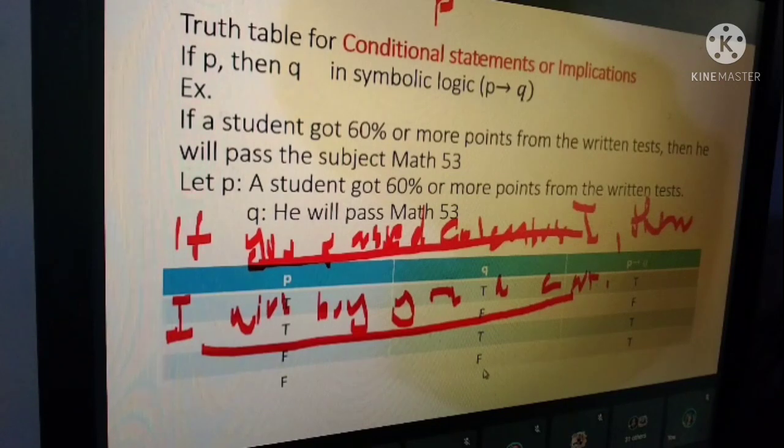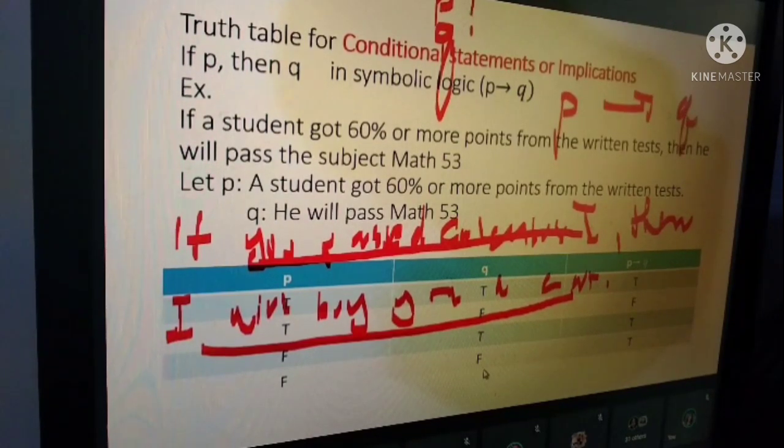Okay? So, may dalawa tayong proposition dyan. Yung P natin, you pass Calculus 1. Yung Q natin, proposition Q natin, he will buy you a new car. So these are both declarative sentences and answerable by yes or no. So ginawa natin siyang implication. So it means that P implies Q.